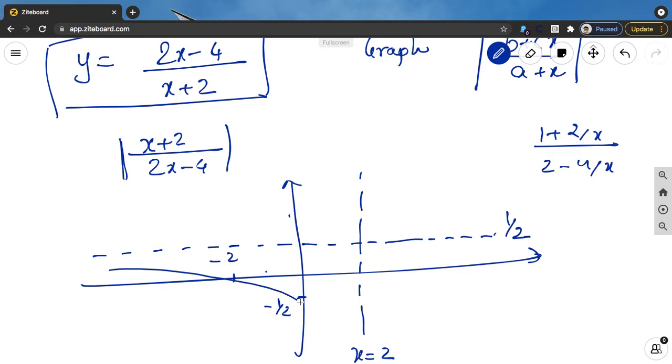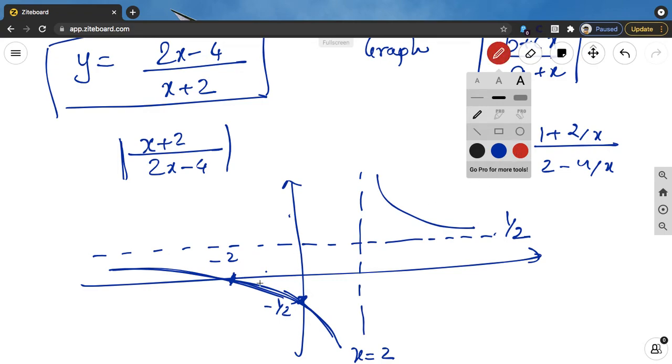So my graph looks something like this. Apologies for not being very good with the drawing, but this is the shape and these are my intercepts, -half and -2. I want a reciprocal. Reciprocal I've already done. I want the modulus. What does the modulus function do? Well, the modulus function will take all the negative values and make them positive. Where is the negative value? After -2, this part is negative.